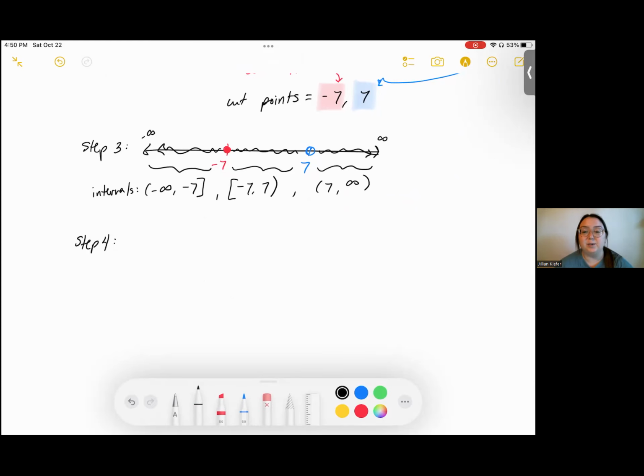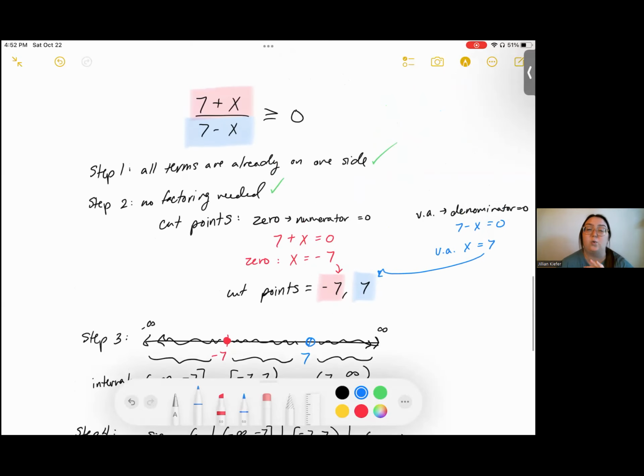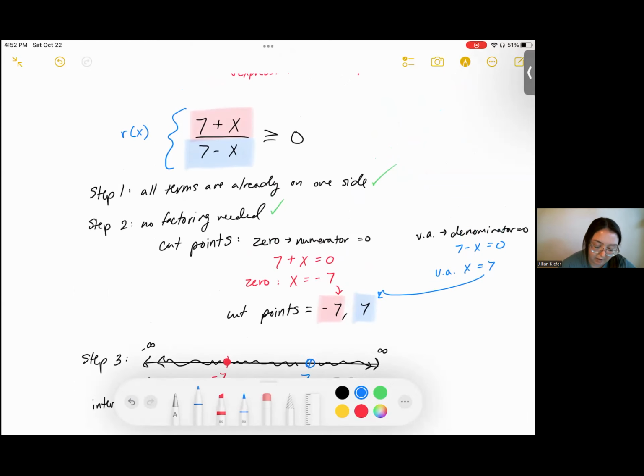Step 4 is remember to create the table. So we're going to go ahead and create the table. All right, so here's our table. We say the sign of each factor, which in our case is just going to be the numerator and the denominator. And then each one of our intervals that we already solved for. Then at the bottom there, we've got r of x. Remember, r of x, we're going to say that's your whole rational function. So what this statement is asking for is when is R of X greater than or equal to 0? So this is what we are going to be solving for.